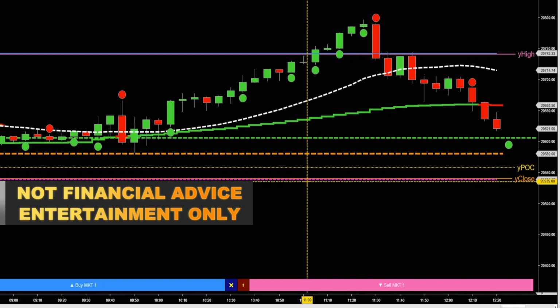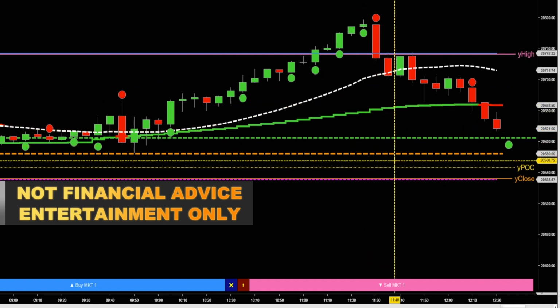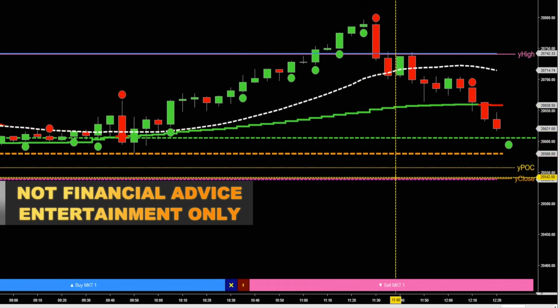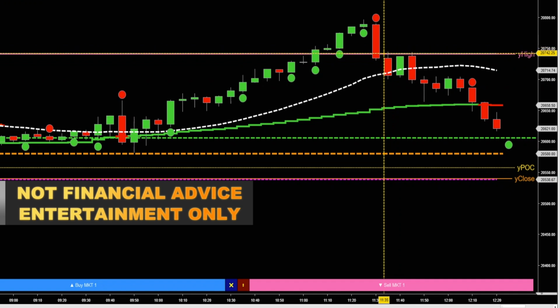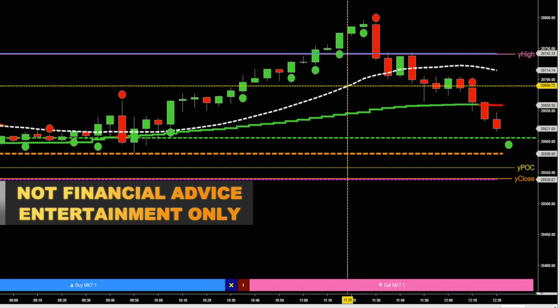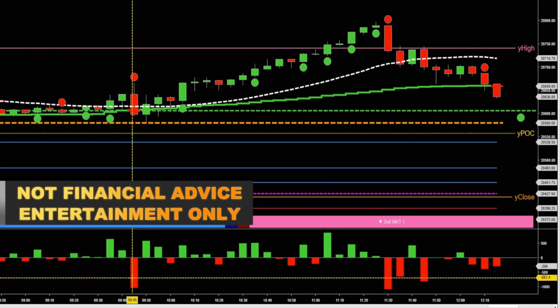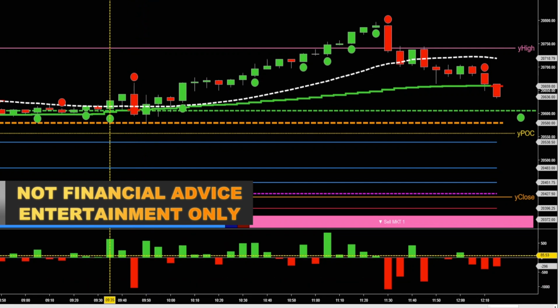Having these levels on the chart is actually an important part of the strategy, because I do not want to be buying or selling into levels like yesterday's point of control, yesterday's close, yesterday's high, yesterday's low, VWAP, or the 20 SMA. I've also got some delta loaded onto the chart because that is another factor that I'm always looking at when I'm trading.